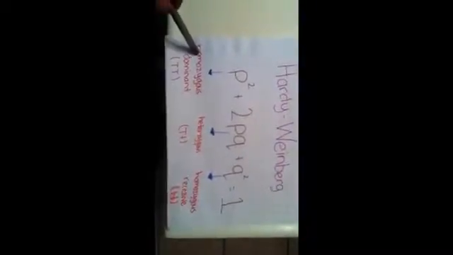Today I'm going to be demonstrating how to do a Hardy-Weinberg problem. This is the equation that we use to solve for all questions. P squared stands for homozygous dominant. Homo means same, and when we say dominant, we mean to use a capital letter, so big T, big T. 2PQ stands for heterozygous, which means big T, little t. Q squared is homozygous recessive. Homo means same, and recessive means lowercase letter, so lowercase t, lowercase t.